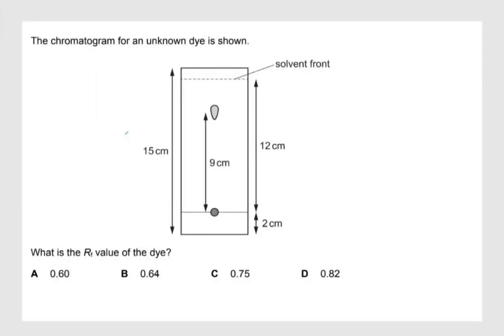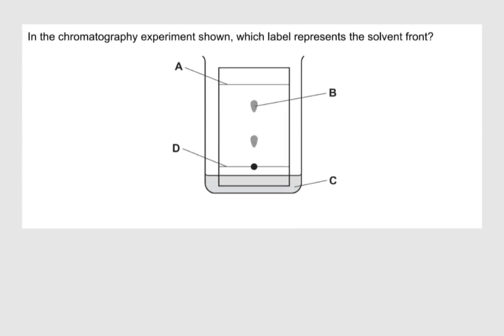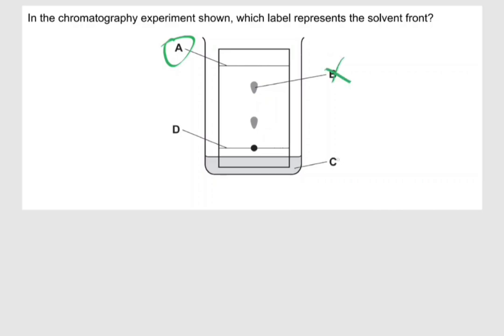Chromatogram for an unknown dye is shown, right? It has traveled a distance of 9 cm, and you could see that the distance traveled by the solvent is always the distance between the baseline and the solvent front, which is 12. So the RF value of that particular dye should be 9 over 12, which is 3 over 4, 0.75. In the chromatography experiment shown, which label represents the solvent front? That has to be this. This is a spot, this is the solvent front, and this one is the baseline.